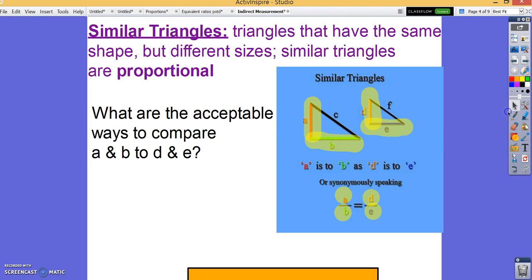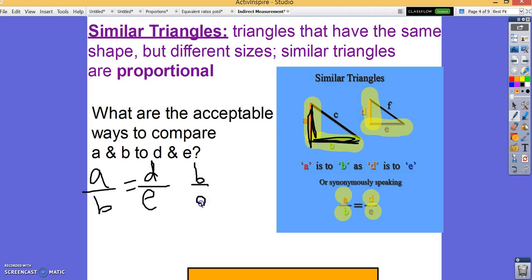We already said that we could compare AB to DE. Okay, and that's the one that we looked at in our example. But you could go backwards, or what we would consider backwards compared to what we just did. You could compare the long side, B, over the short side, A, and then set that up to the long side here, E, over the short side, D.